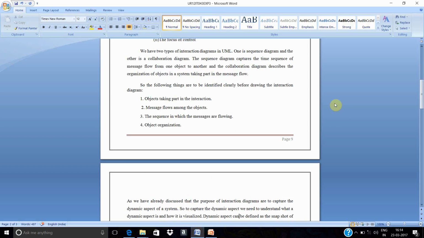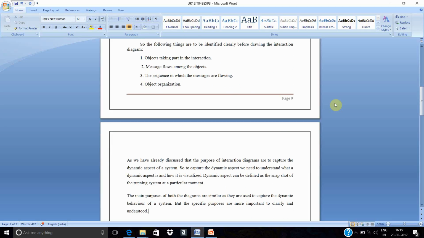We have two types of interaction diagram in UML. The sequence diagram captures the time sequence of message flow from one object to another, and the collaboration diagram describes the organization of the objects in a system taking part in the message flow. So the following things ought to be identified clearly before drawing the interaction diagram: objects taking part in the interaction, message flow among the objects, the sequence in which the messages are flowing, and object organization.